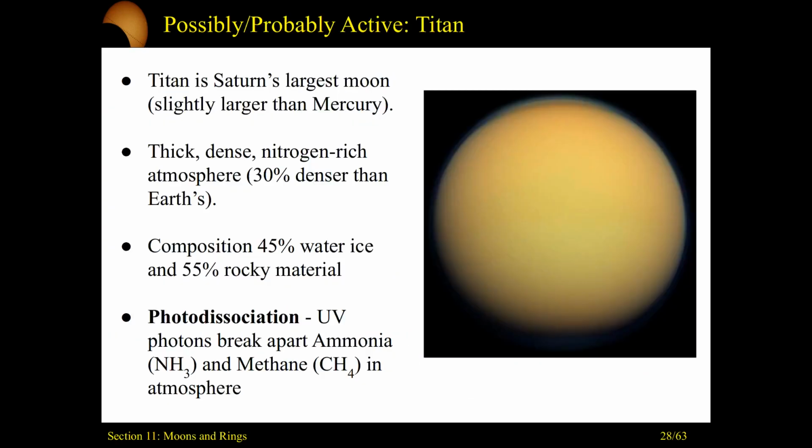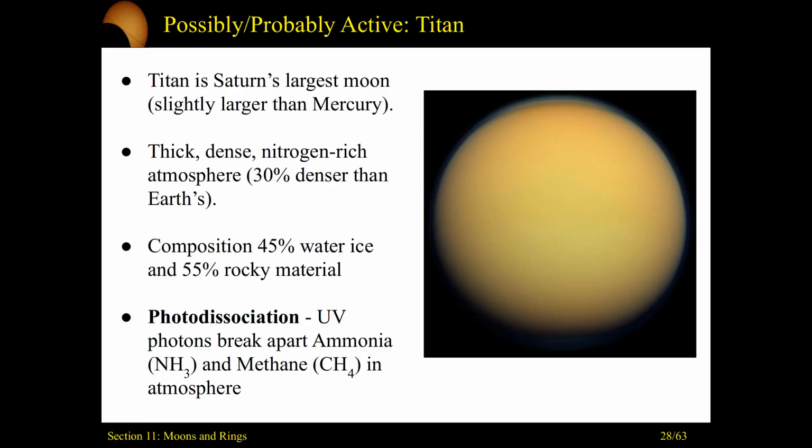Titan's a great moon to discuss because it really drives at the heart of what's the difference between a moon, a planet, a dwarf planet. Because look at this thing. Titan is slightly larger than Mercury and has a thick atmosphere. It's 30% denser than ours on Earth. This moon itself is composed of water, ice, and rocky materials, and it has its own cloud systems, its own storms that happen on there.